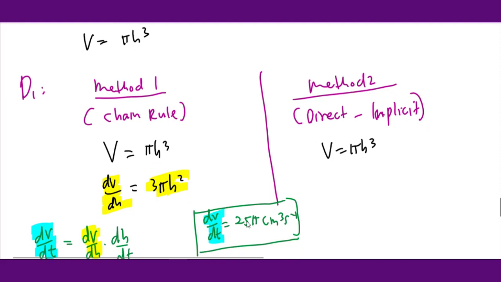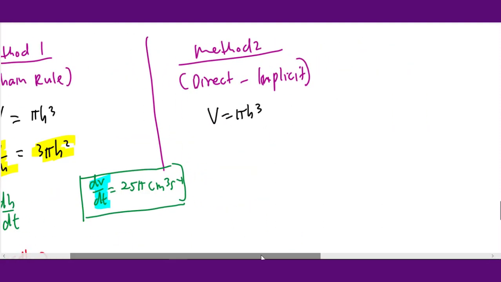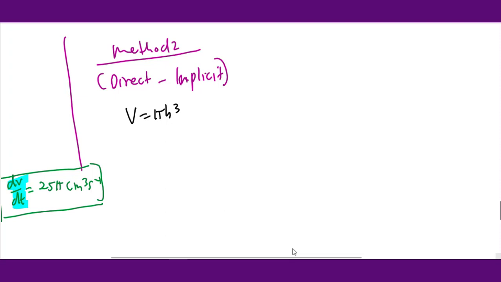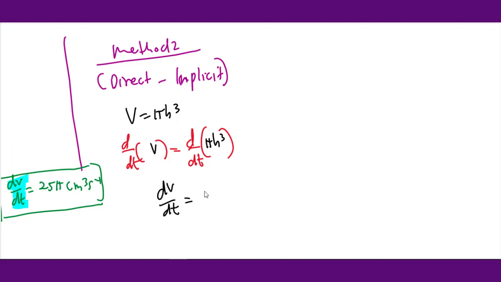The second method, we're going to differentiate this formula. To find the rate means differentiate with respect to t. Now directly differentiate with respect to t. Differentiate both sides with respect to t. Then this is V = πh³. Then differentiate with respect to t, dV/dt, and here it's directly 3πh².